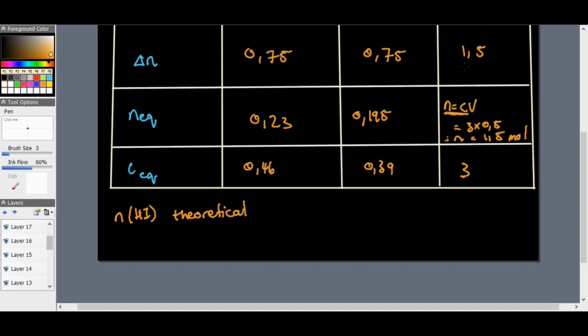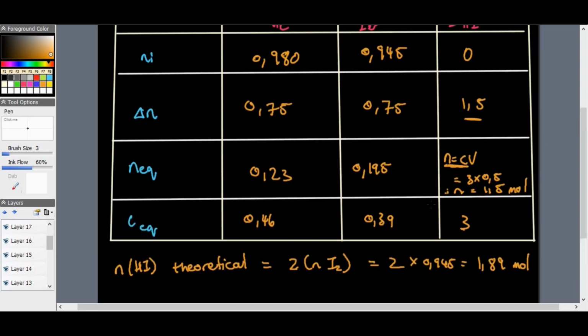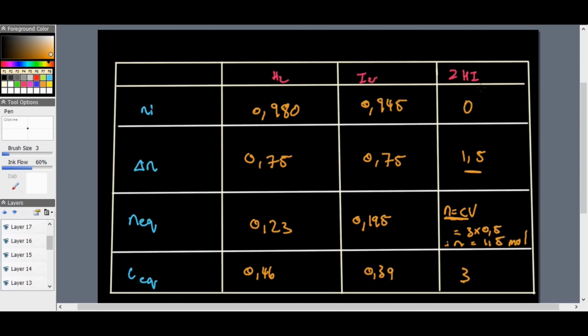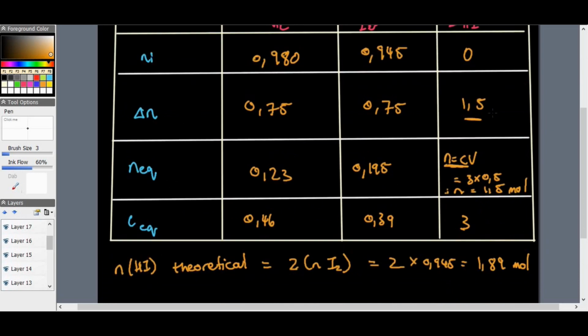At the moment, I only got 1.5 at equilibrium. They're the same. But theoretically, because it's a limiting reagent, they should be equal to 2 times the number of moles of iodine, which should equal 2 times 0.945, which should give me 1.89 moles. So theoretically that should be my moles for hydrogen iodide. However, that's not the case. I only got 1.5.